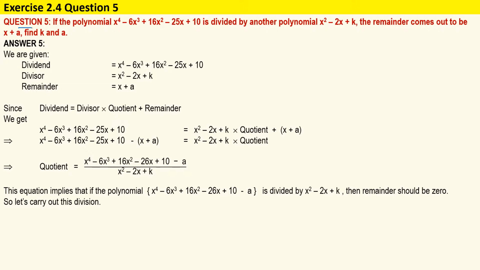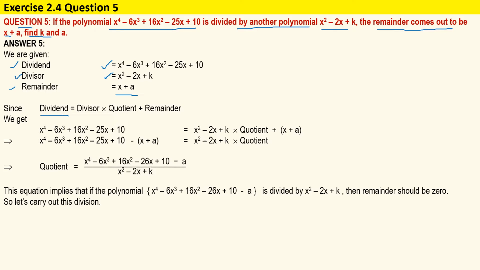Now let's do question number 5, which states if the polynomial x raised to power 4 minus 6x cubed plus 16x square minus 25x plus 10 is divided by another polynomial x square minus 2x plus k, the remainder comes out to be x plus a. Find k and a. In our case, we are given dividend to be equal to this polynomial, divisor to be equal to this polynomial, and the remainder is equal to x plus a.